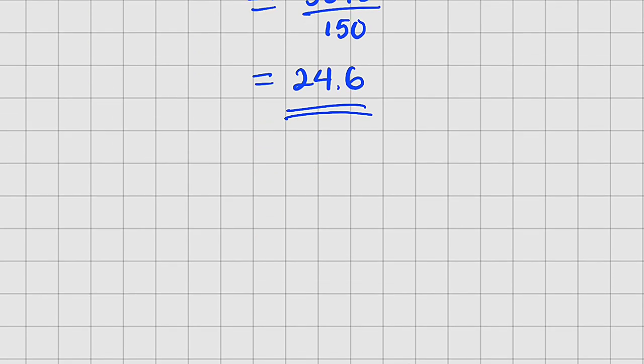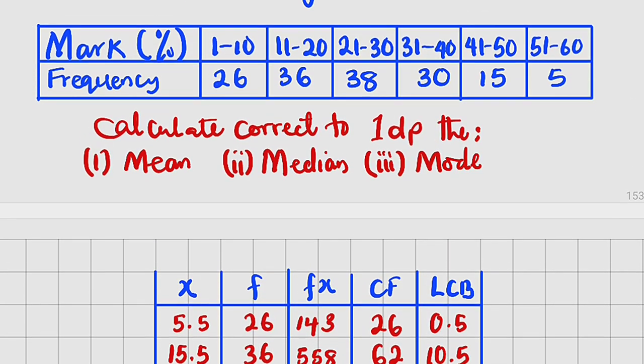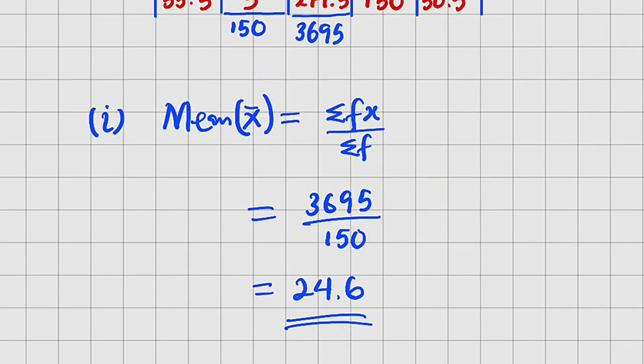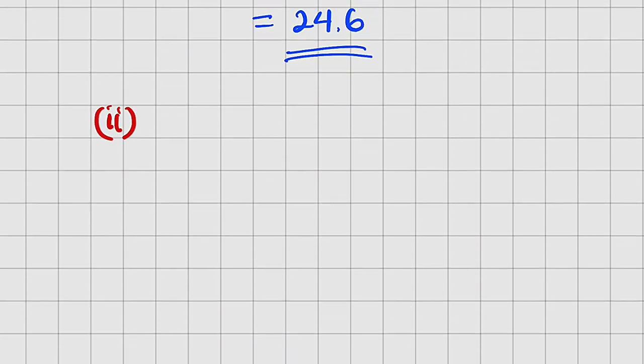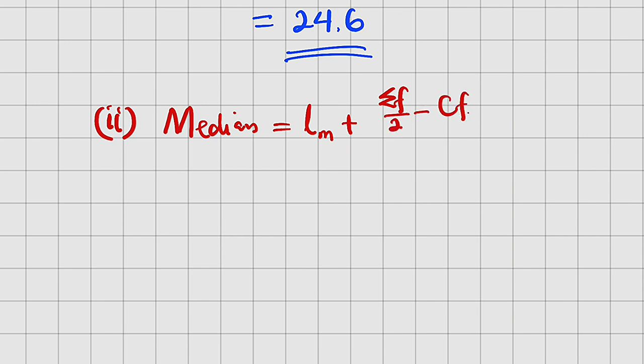Then Roman number 2, we're asked to compute for the median, right? Median. So let's do that. We have a formula for that as well. The median is equal to the lower class boundary of the median class plus summation of f divided by 2 minus cumulative frequency before the median class, divided by frequency of the median class, multiplied by the class size, right?